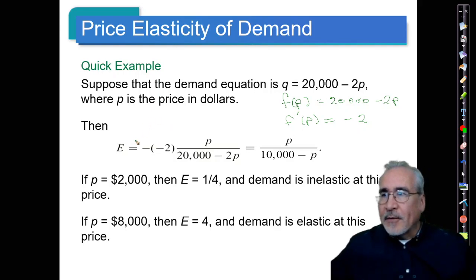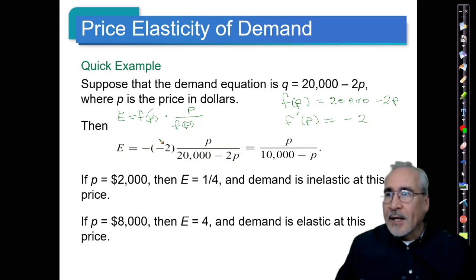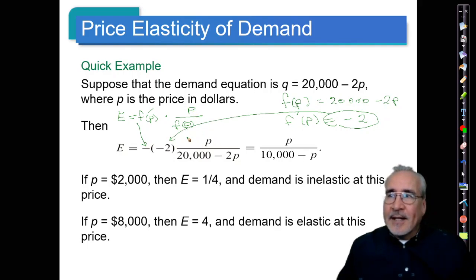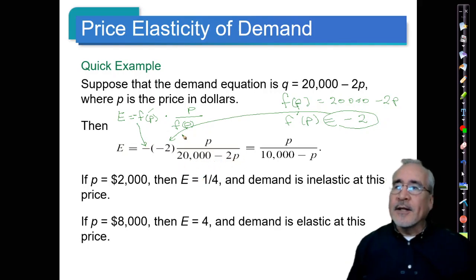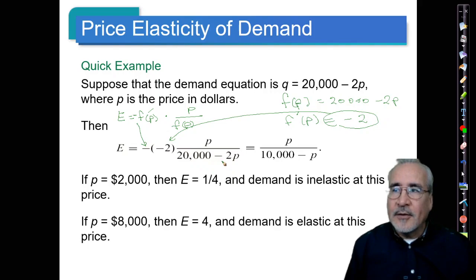And so putting it in that formula, remember E equals minus f prime of P times P over f of P. That will give us our elasticity. So notice here the negative, the first negative, that comes from the formula. The negative 2 comes from the derivative itself. Okay, taking the derivative. The P has come from the P in the formula. And then the bottom of the fraction, the denominator, is f of P. It's the function itself, 20,000 minus 2P.